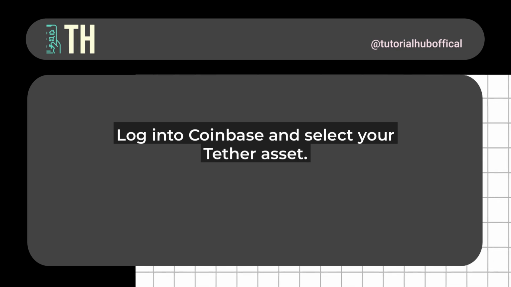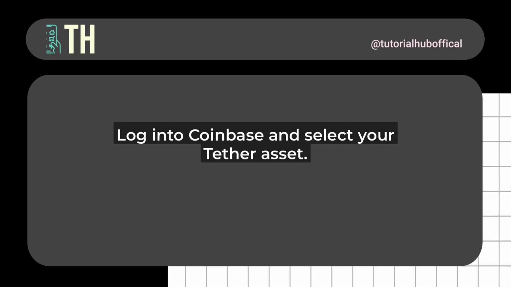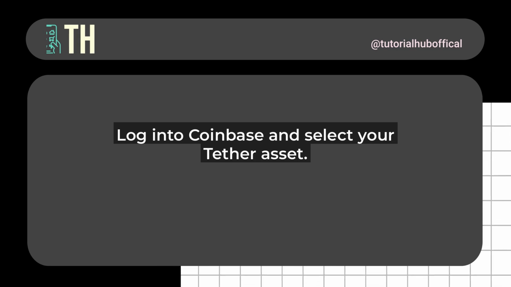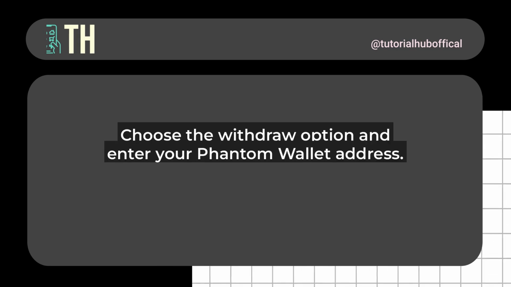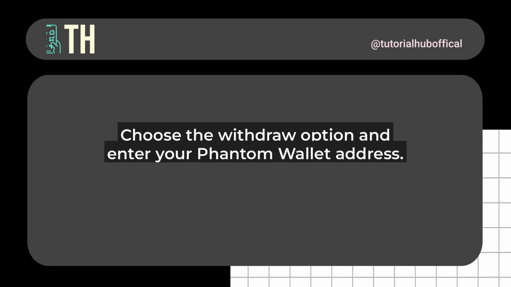Step 1. Open your Coinbase Wallet app or website and log in. Navigate to your asset list and select Tether, USDT. Look for the Withdraw or Send button. It's usually right there on the main screen.